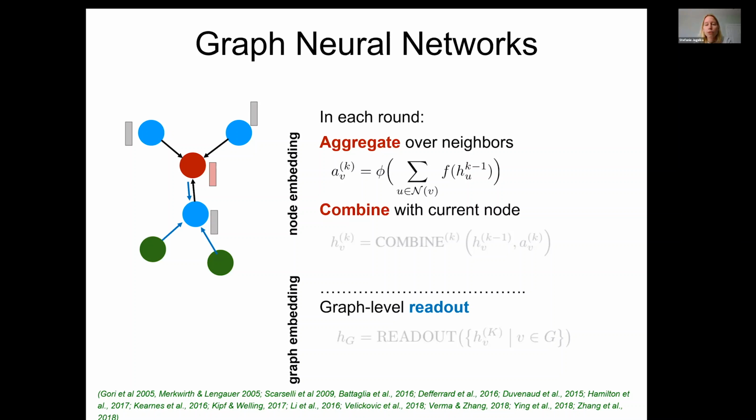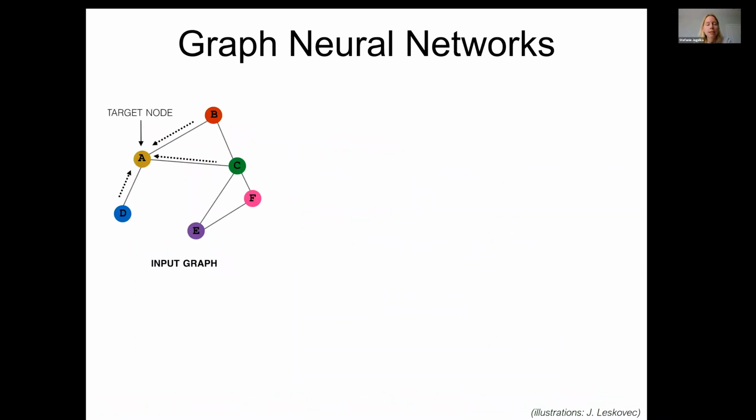So what does that have to do with neural networks? Essentially, I can view this iterative process as a neural network by unrolling it. Let me make this a little bit clearer with this simple example. Let's say we want to compute an embedding of that target node A. As I said, A gathers information from its neighbors, B, C, and D.